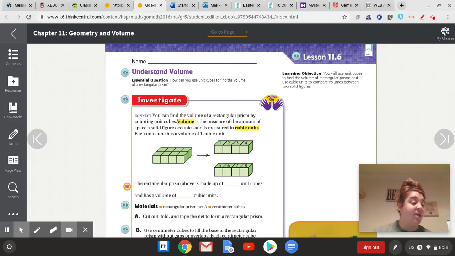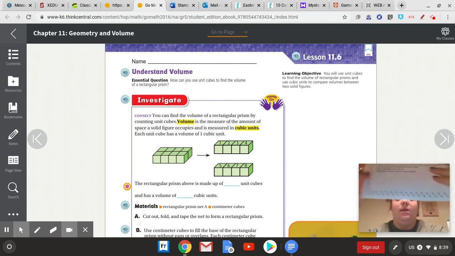We are going to be spending the rest of the week on understanding how to solve different types of volume. Today we're just going to learn how to understand the concept of volume, and then your assignment afterward is pretty simple. So today should be an easy day. Just pay attention and we'll get through this.